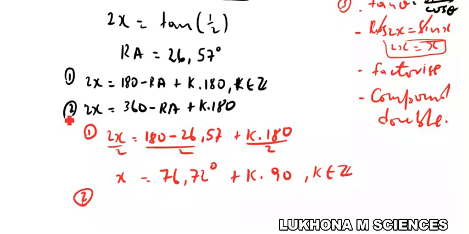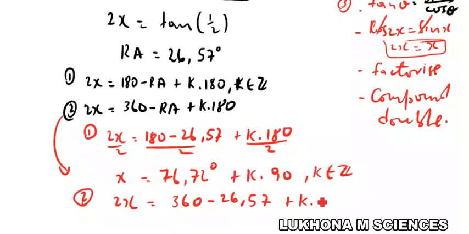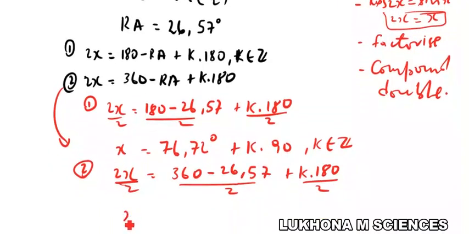Then solution number 2 is 2x is equal to 360 degrees minus the reference angle, which is 26,57 plus k times 180. Then we divide by 2, and we get the second solution. So the answer is 166,72 degrees plus k times 90, where k is an element of the integers. That is solution number 2. Then you are done with this one.